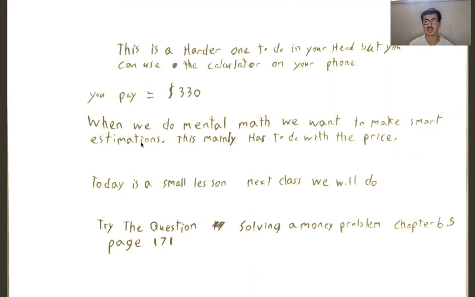Just a small lesson for today. I want you to try, this doesn't really have to do with mental math, but try the solving a money problem, chapter 5.6. So there's questions A and B. Give that one a try. That will be due next Thursday. So you have a bit of time to do it, but you might as well just get it done over the weekend.